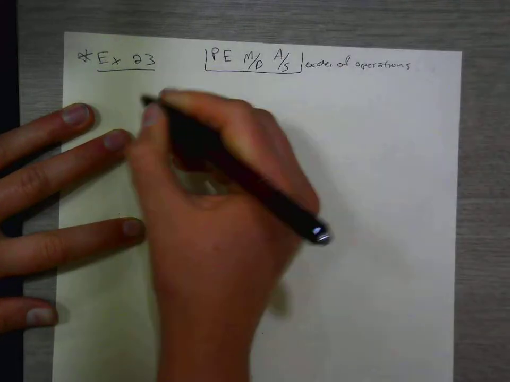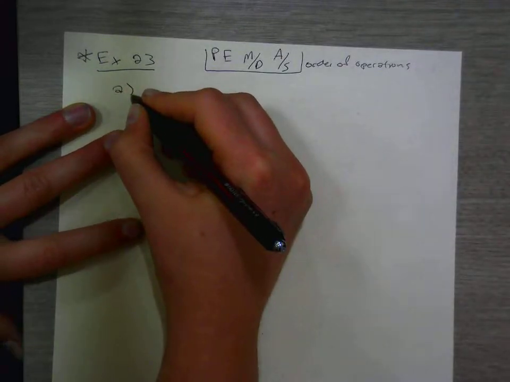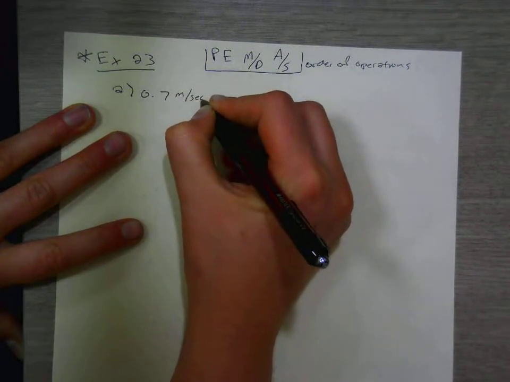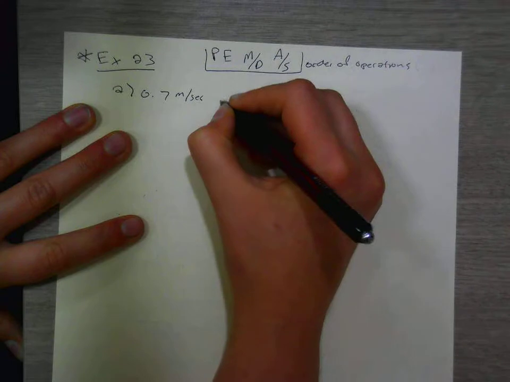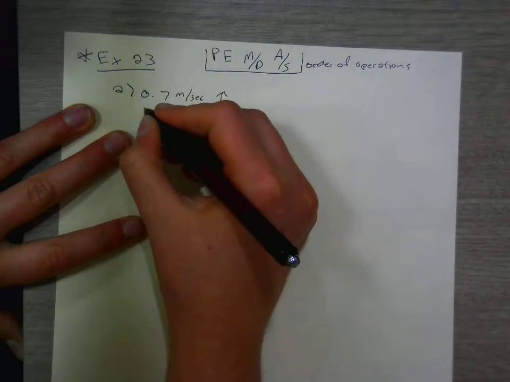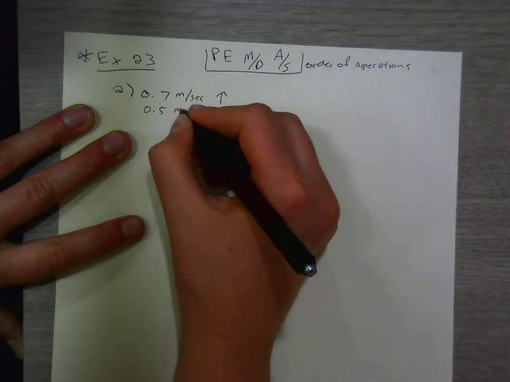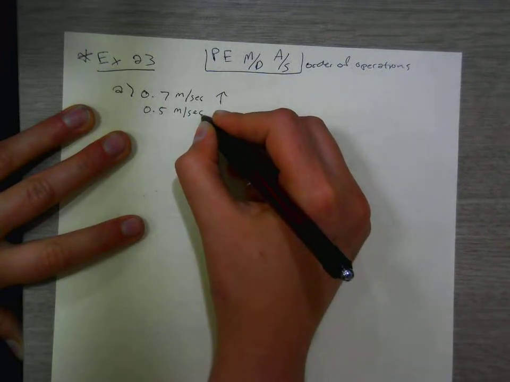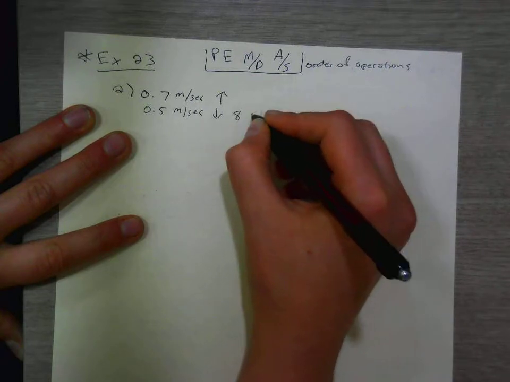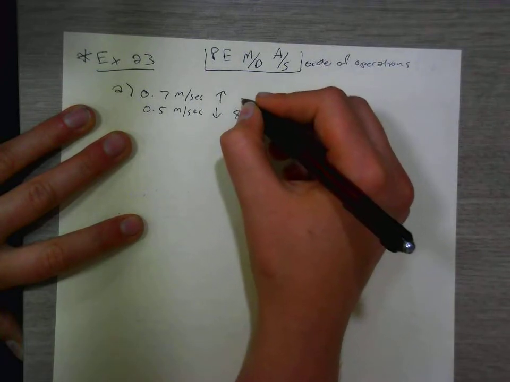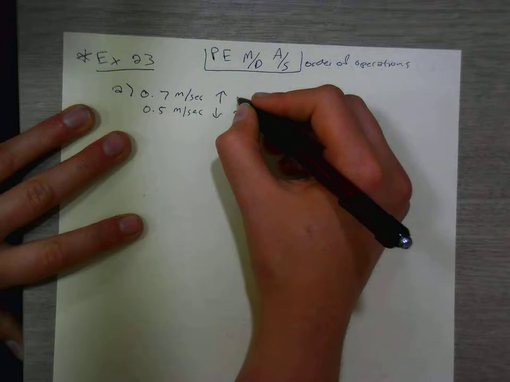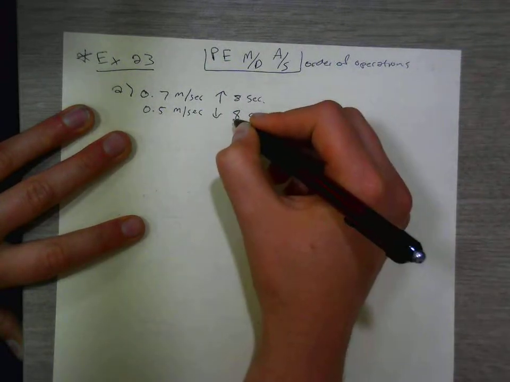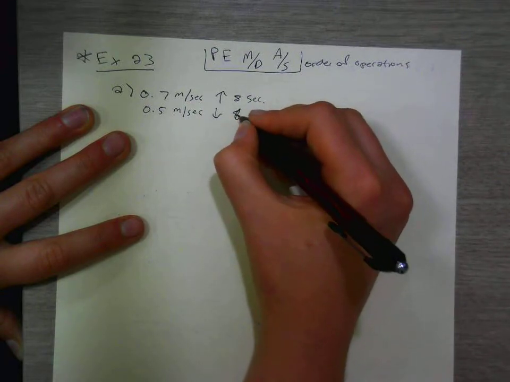Let's apply that. A says a hot air balloon ascended at 0.7 meters per second, for 8 seconds. It then descended at 0.5 meters per second. This one actually descended for 6 seconds, sorry.